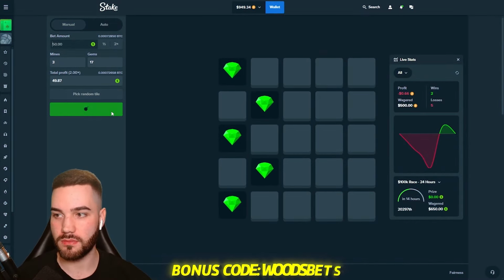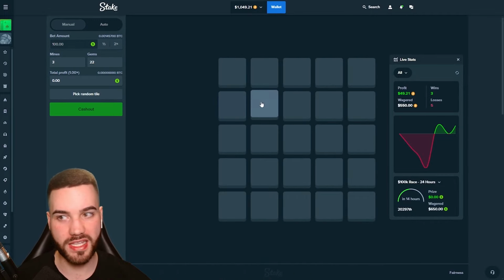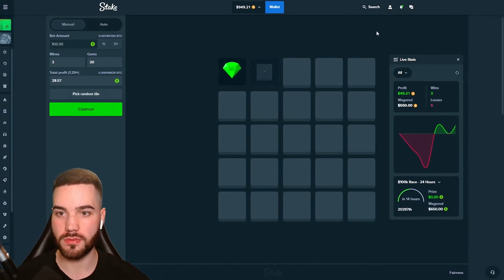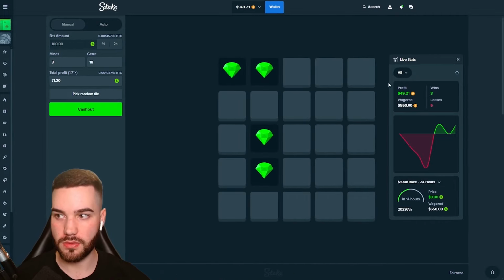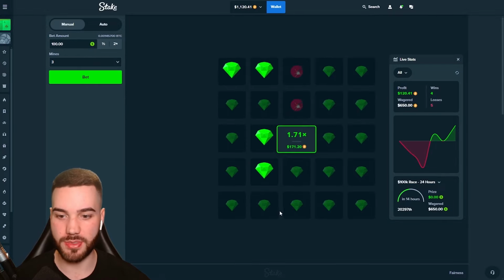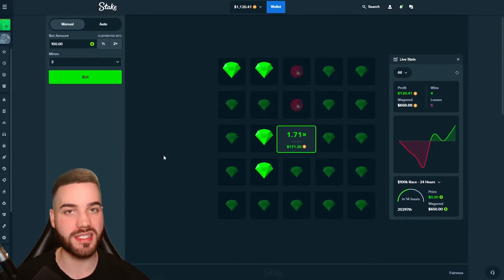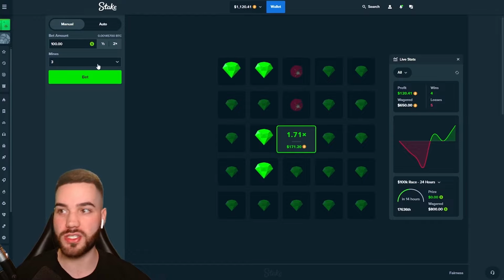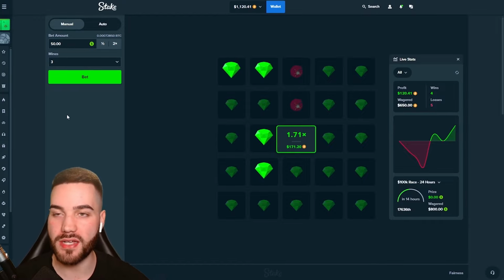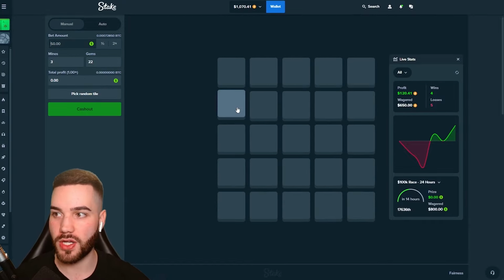1, 2, 3, 4, 5. Nice. Let's double it. We need this one. This is 100. This could be big. 1, 2, 3, 4, please. That's 70. We have to take it. I was going to go right here. We would have had an extra 30, but $70 profit. Still good. 120 total. Let's go back down to 50. We're at 1,120 right now. A long ways to go still. Let's go.